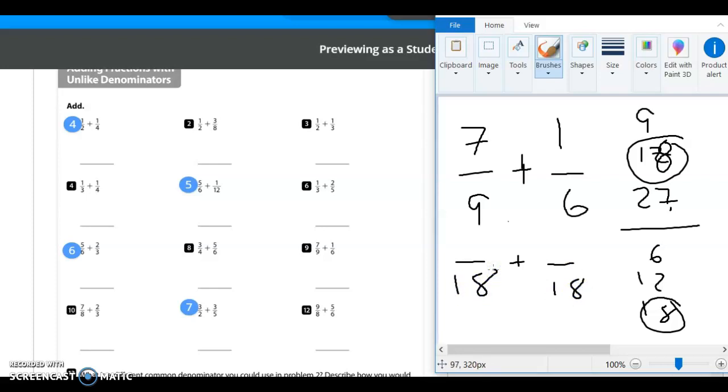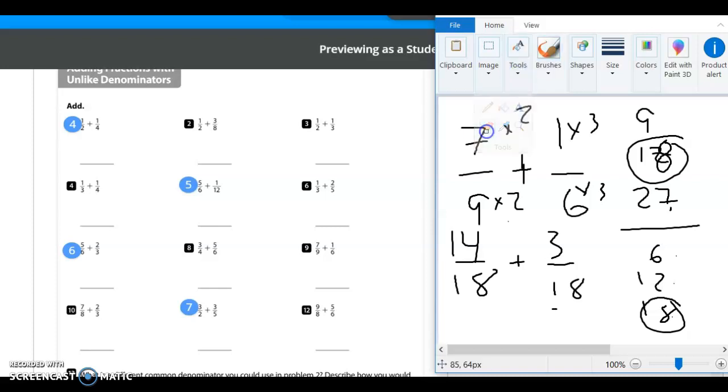How did I get my 9 to be 18? Well, I multiplied both of them times 2. So 9 times 2 is that 18. 7 times 2 is 14. 6, I had to go to 3, right? 6, 12, 18. So 6 times 3 is 18. 1 times 3 is 3. So now I can find the answer to the problem.